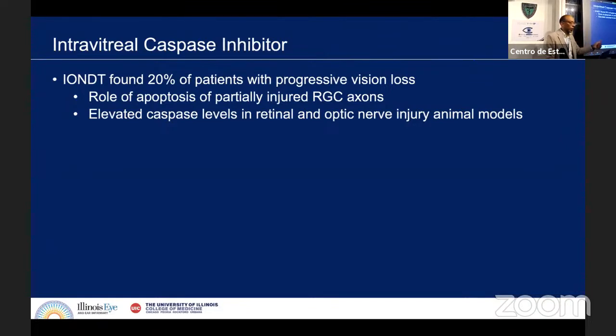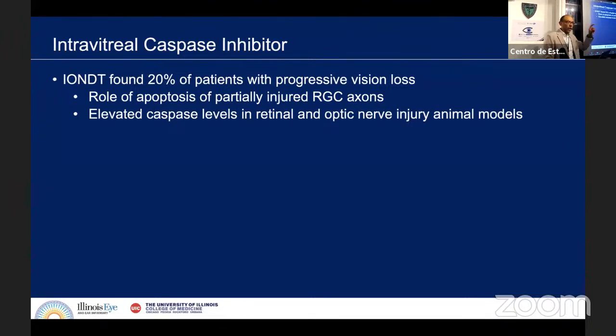So we tried all kinds of drugs. We tried surgery. We still don't have an answer. This was the most recent study. We were one of the sites for this. This was a multi-center study all over the world looking at intravitreal caspase inhibitors.